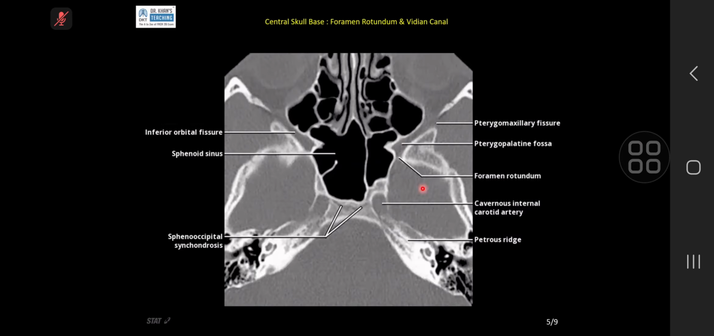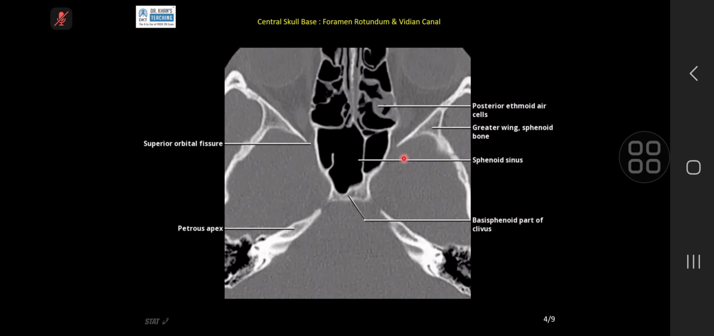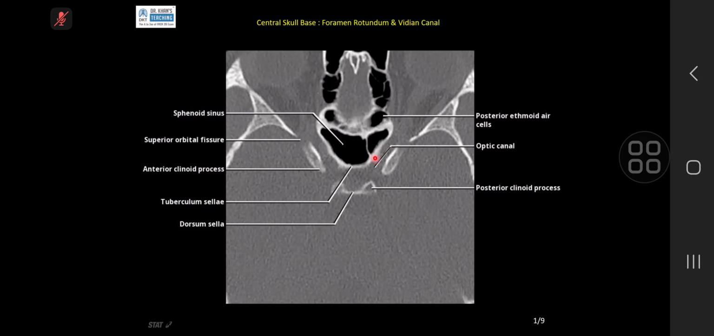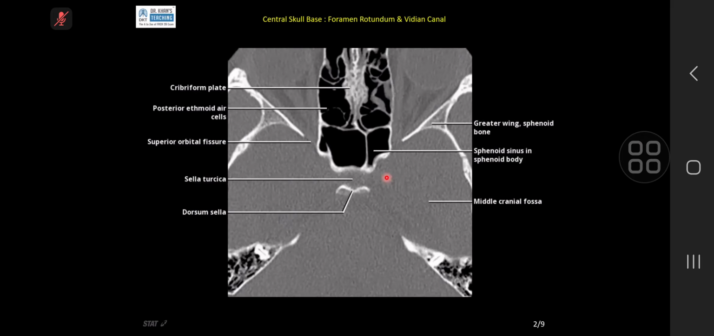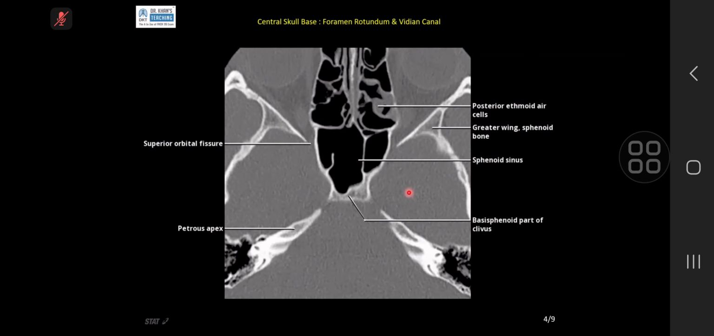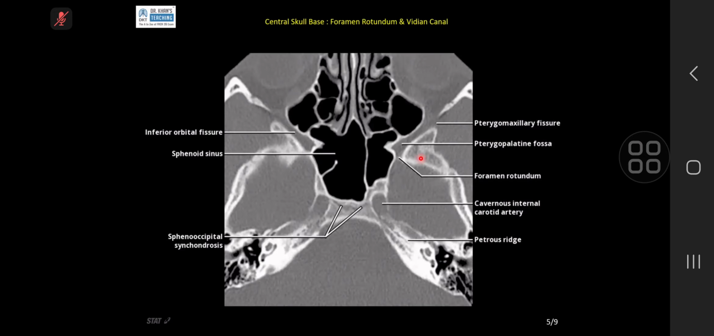So here I have gone up, and here we can see this is the optic foramen coming down. Next thing is this foramen, which is the superior orbital fissure. Then as we go anteriorly, we can see foramen rotundum. And the key landmark anterior to that will be the pterygopalatine fossa. Sphenoid sinus is still there. We are going down inferiorly.